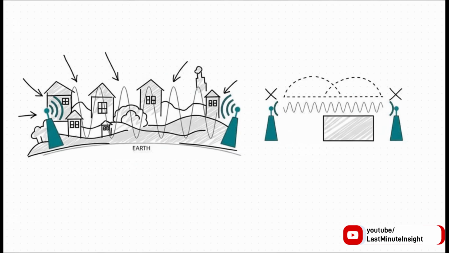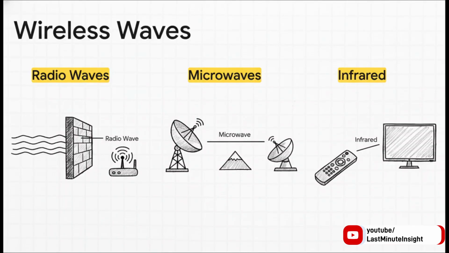But on the right, you have microwaves. They can carry more data, but they have one major weakness. They can't bend around things. They absolutely need a perfectly clear straight line of sight to work. So it makes perfect sense, right?